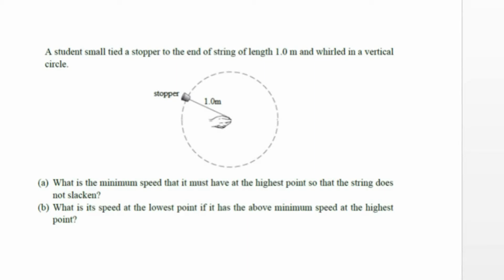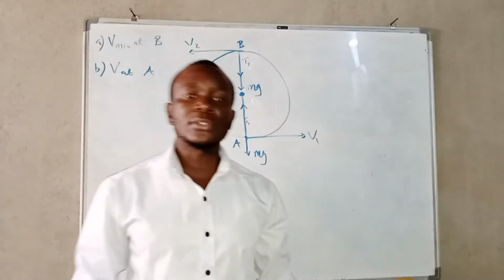The question says a student tied a small stopper to the end of a string of length 1 meter and whirled it in a vertical circle. Question A: What is the minimum speed that it must have at the highest point so that the string does not slacken? B: What is its speed at the lowest point if it has the above minimum speed at the highest point? This is the question that we are going to consider.